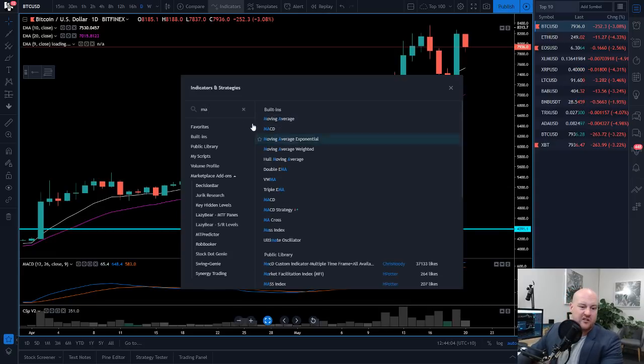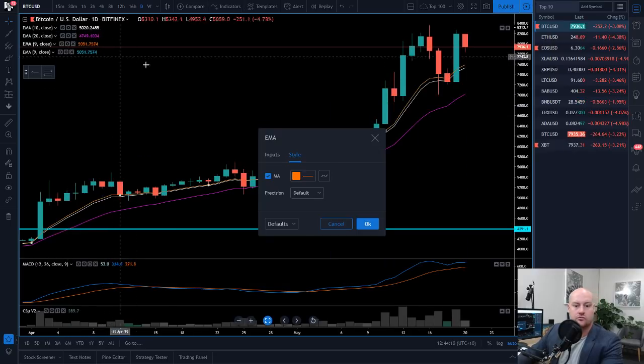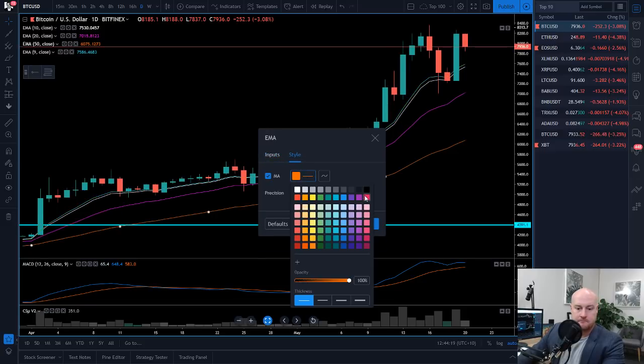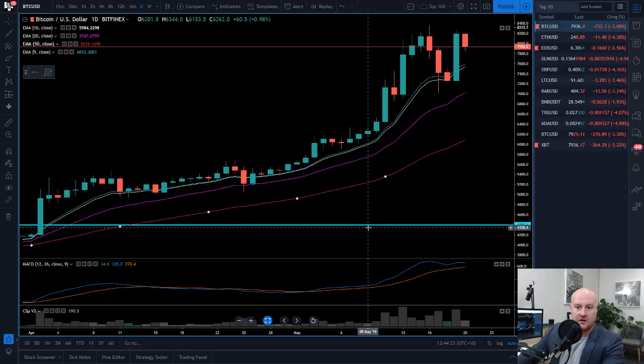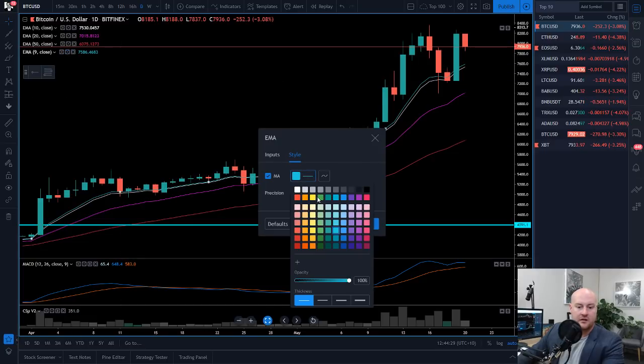MA, moving average, I use exponential, it doesn't really matter. So I'm going to throw those in and make a change. Let's do the inputs. Let's make this one the 50. Let's make it red because most people do. I'll make it pink because it's easier to find. Okay, cool. And let's go ahead and make this one the 200 and let's make it green, as many do.